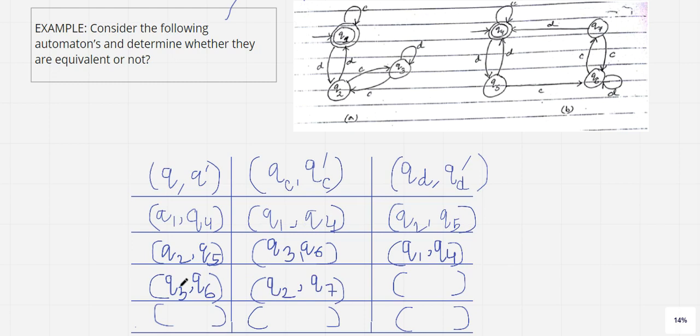Now if we look into Q2, Q7, these are both non-final, so it doesn't have any problem, and we can move forward. Now Q3, Q6 on sync D, where is it going? Q3 on sync D is going to itself, Q3, and Q6 on sync D is going to itself, Q6. So the new state will be Q3, Q6. As we have already done Q3, Q6, and these are both non-final, it doesn't have any problem.